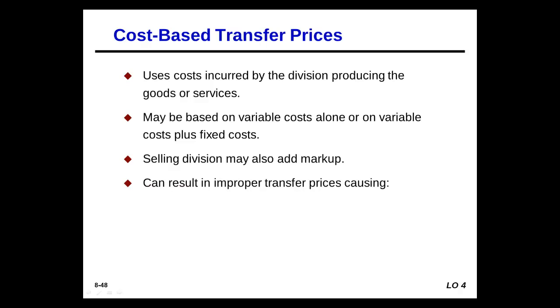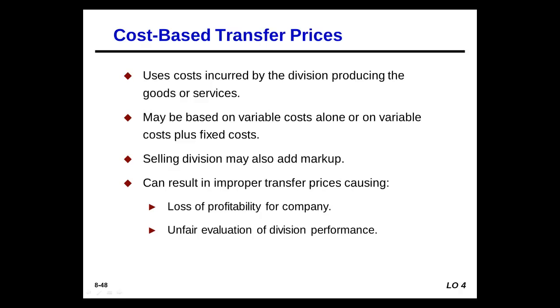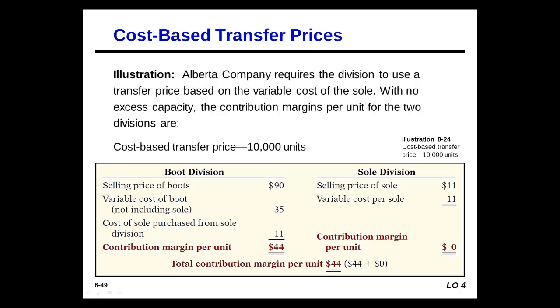The cost-based approach sometimes results in improper transfer prices. Improper transfer prices can reduce company profits and provide unfair evaluation of division performance. To illustrate, Alberta Company requires the division to use a transfer price based on the variable cost of the sole. With no excess capacity, the contribution margin per unit for the two divisions on the transfer of 10,000 soles to the boot division is shown in illustration 8-24.